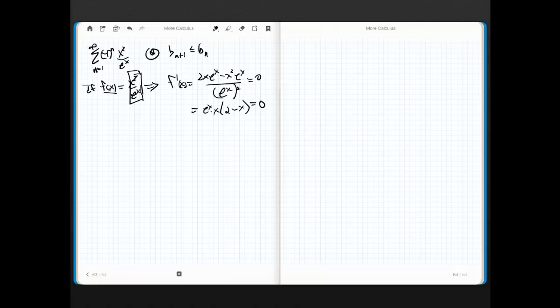Let's make sure I didn't screw something up. I think I did. Not. All right, so here we go. We're going to have critical points at x equals 0 and 2. All right, this is a great problem. God, I write a good problem from time to time.